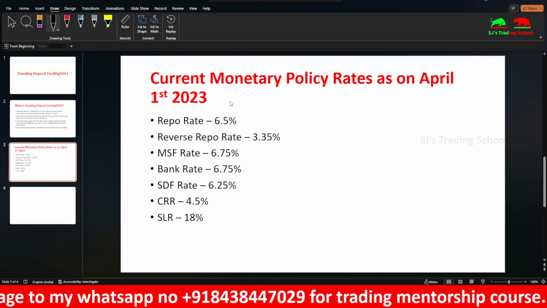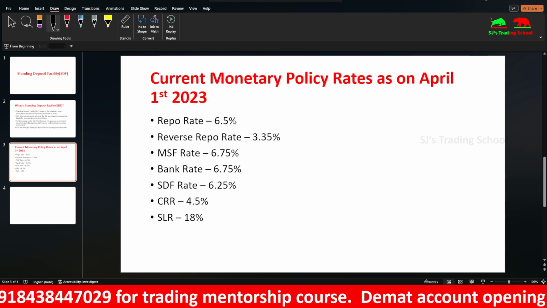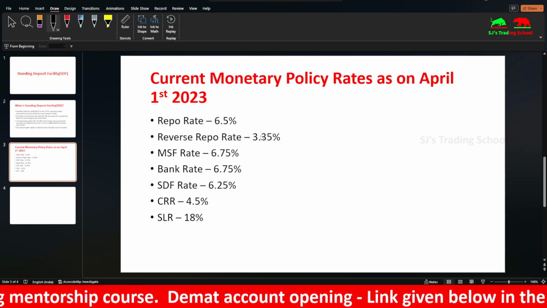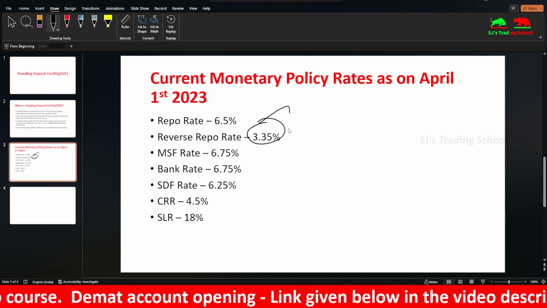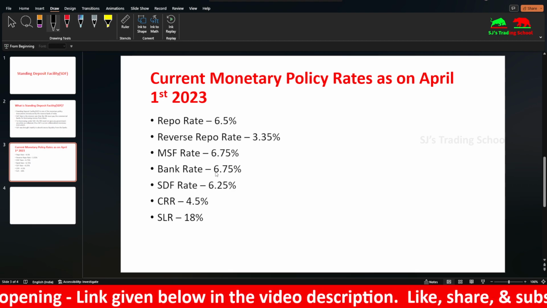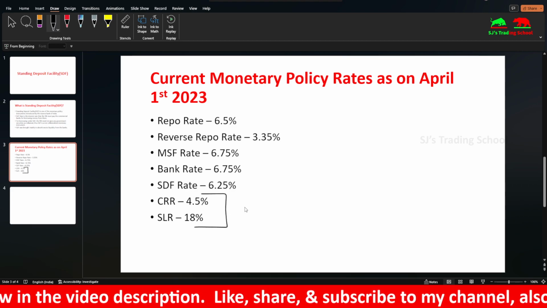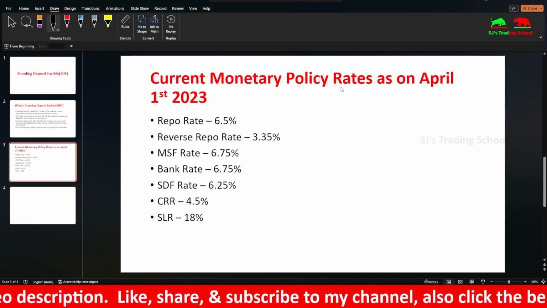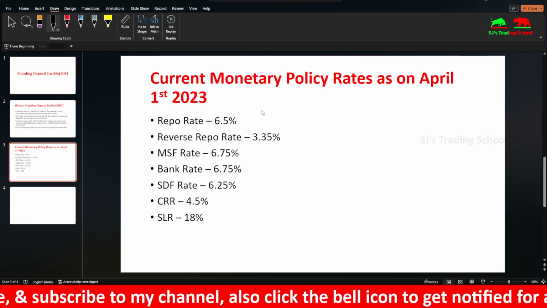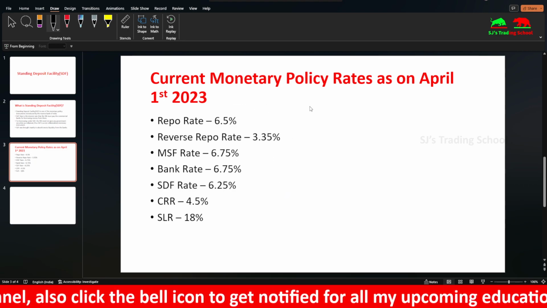Now let's see the current monetary policy rates as on April 1st, 2023. The repo rate is 6.5%, the reverse repo rate is 3.35%, which is usually unchanged for many months. MSF is 6.75%, the bank rate is 6.75%, the SDF rate is 6.25%, and CRR and SLR are 4.5% and 18% respectively. This is as on April 1st, 2023. For viewers who watch this after two or three years, this might have changed, so you should take note of it.